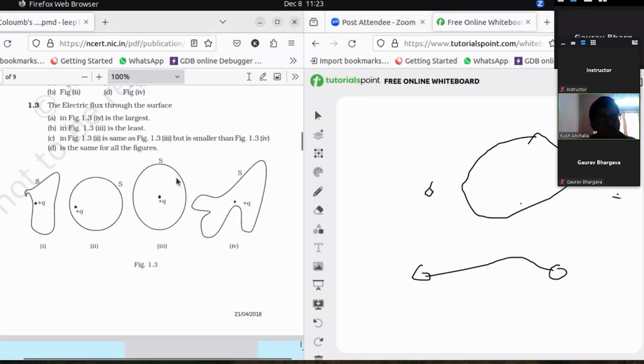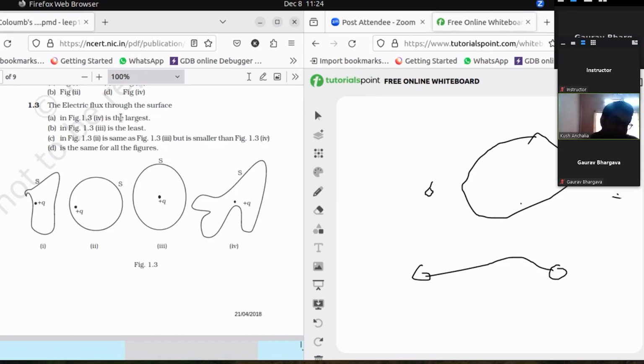Electric flux through surface A in figure 1.34 is the largest. In figure 1.3 it is the least. What is flux? Flux is the amount of electric field crossing per unit area. If the area increases, flux should decrease, given that the charges are the same.